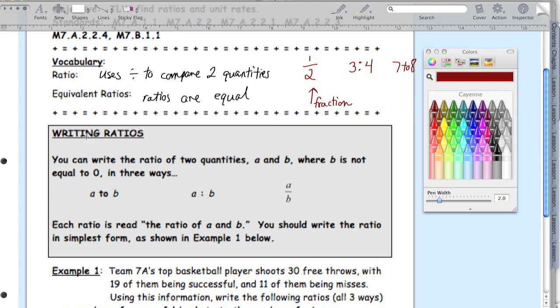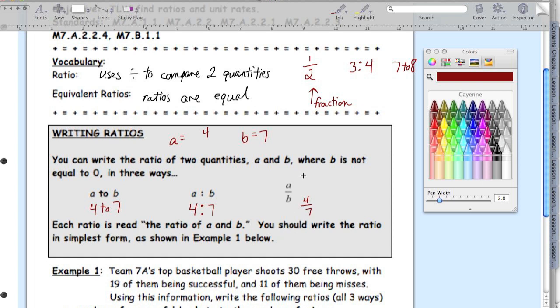Alright, so let's take a look carefully. Writing ratios. You can write the ratio of two quantities, so two different numbers, and they're going to use A and B, where B is not equal to 0 because again you can't divide by 0, in three different ways. We can write it A to B with the word to, A colon B with a colon, and A divided by B. So let's say A is 4 and B is 7. We could write it 4 to 7, or 4 colon 7, or 4 over 7.